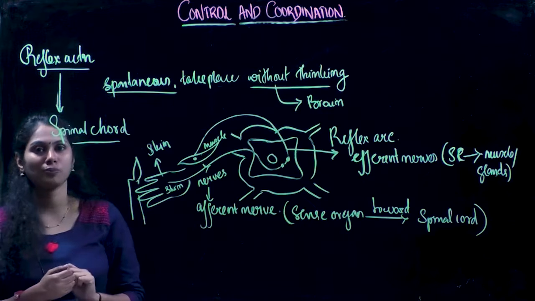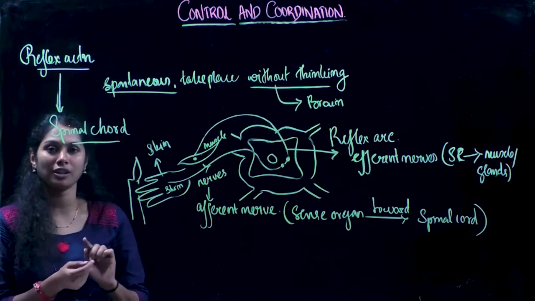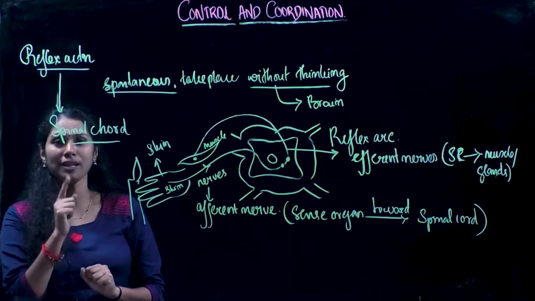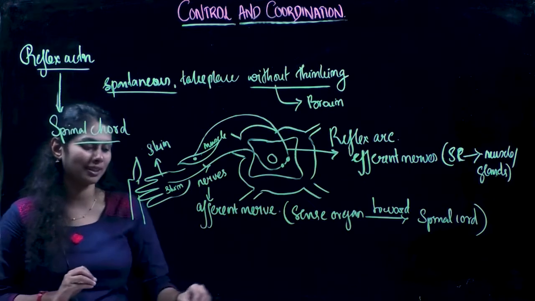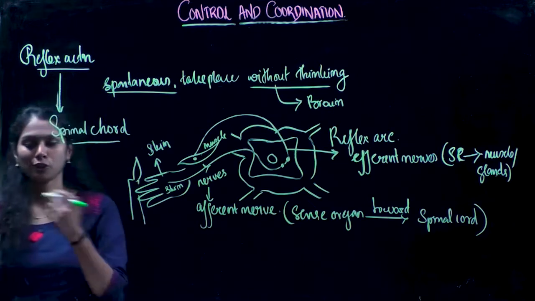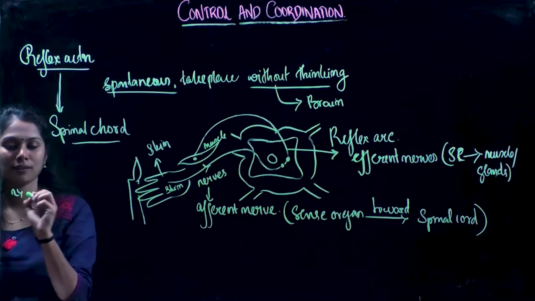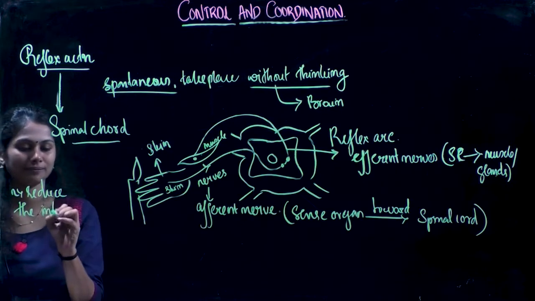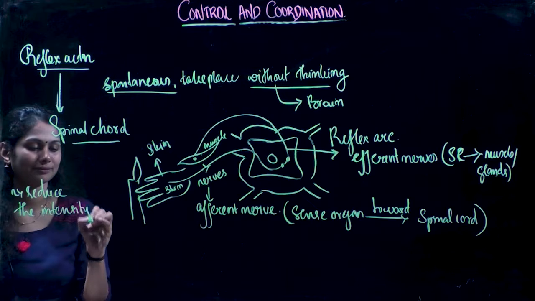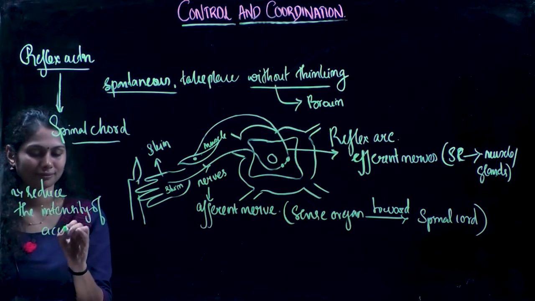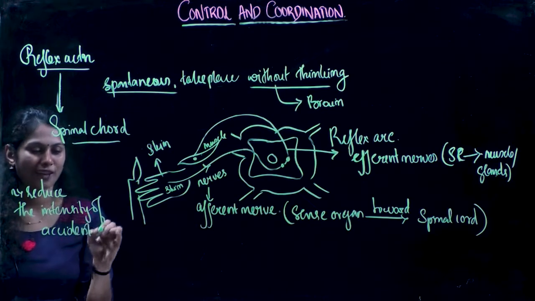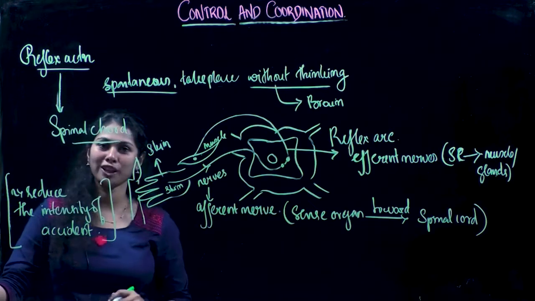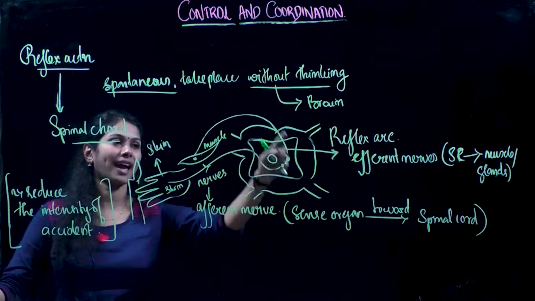Whenever we touch a hot object, whenever there is a pin and we are touching a sharp object, we will withdraw immediately, and this immediate action will reduce the intensity of that accident. So, reflex action reduces the intensity of accident. And we have seen what a reflex action is, why is it important, and how a reflex action is carried out.